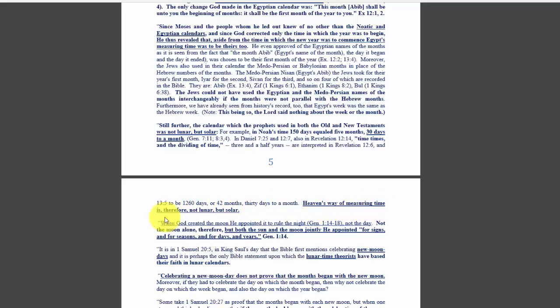Heaven's way of measuring time is therefore not lunar, but solar. So we can't have a lunar solar calendar today for the feasts. We can have a solar calendar because it tells us everything. But that second witness in the sky has been affected by sin.